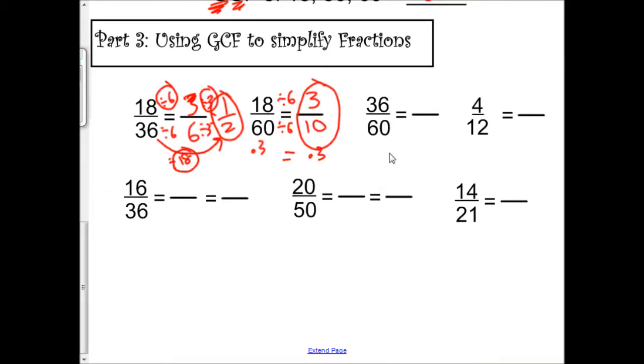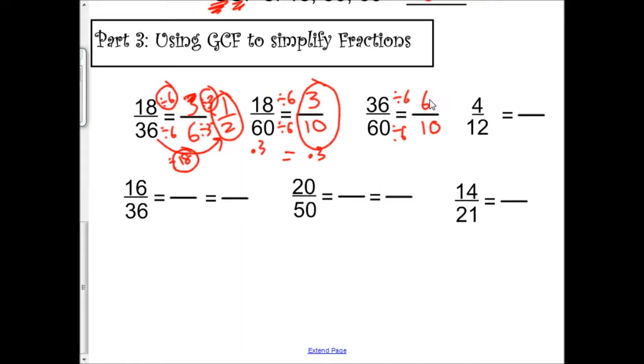All right, let's try 36 and 60. 18 goes into 36, but not 60. 36 is divisible by 9, but 60 is not. I think they're both divisible by 6, so let's try that. So we're going to divide by 6, divide by 6. Whatever I do to one, I do to the other. 60 divided by 6 is 10. 36 divided by 6 is 6.